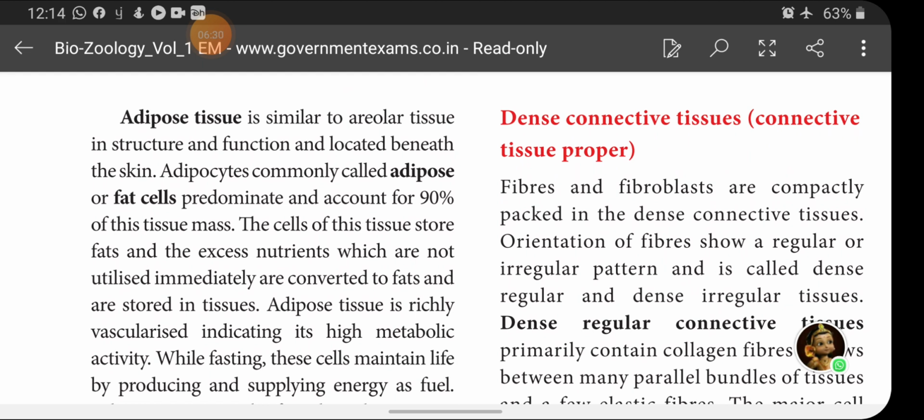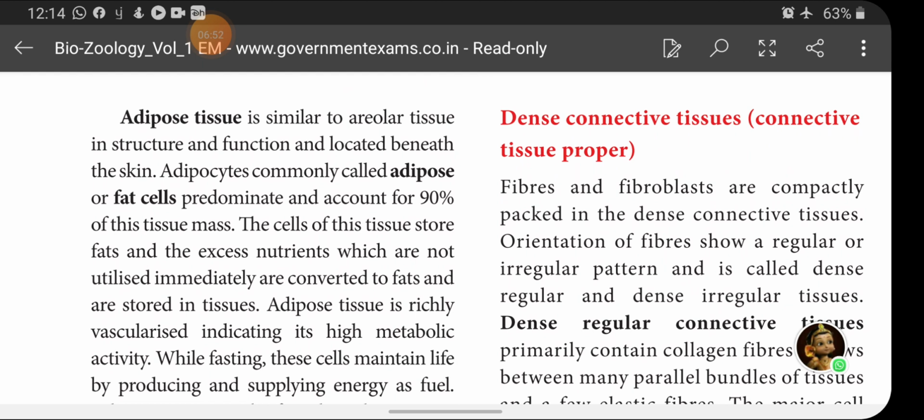In adipose tissue, the adipocyte is commonly present and accounts for 90% of this tissue mass. The cells of this tissue store the fat, and excess nutrients which are not utilized immediately are converted to fat and stored in the tissue. The function of adipose tissue is storing fat.